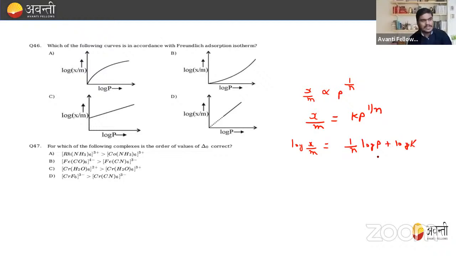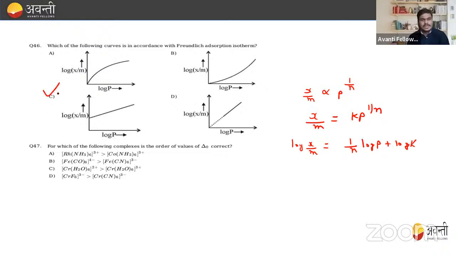Just use the multiplication property of logs: when you multiply two values inside a log, it becomes the addition of their logs. So 1 upon n log p plus log k. Just use this formula. Now you can see that this is the 16C question.